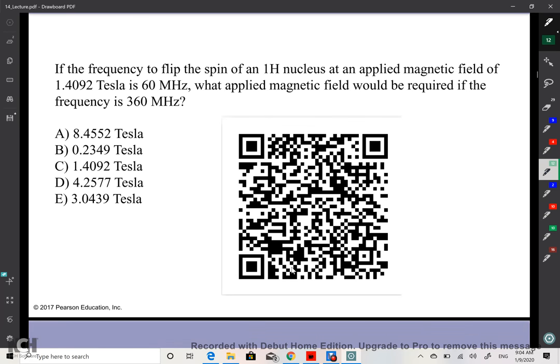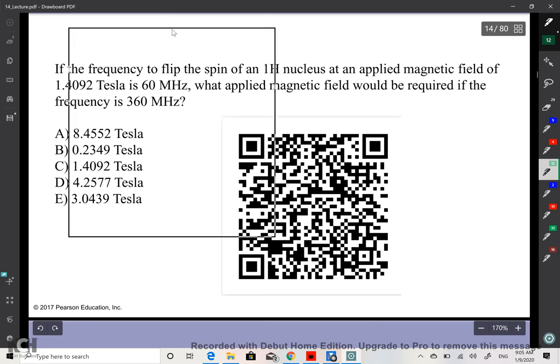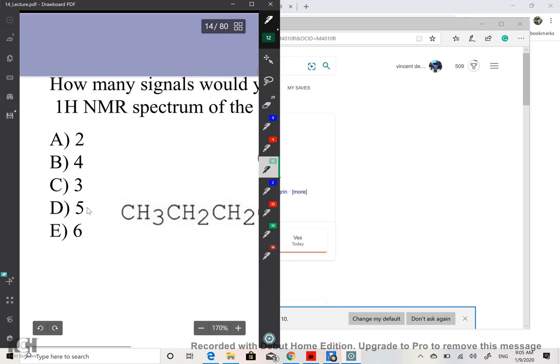I hope it works. Where's my phone? Let me try it myself before you tell me that it doesn't work. Yes, it does work. Hold on.